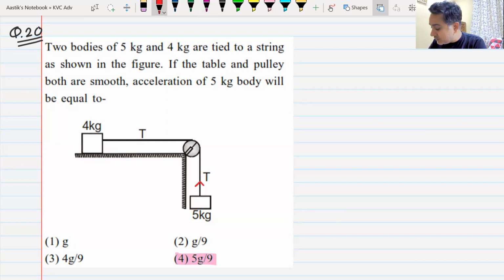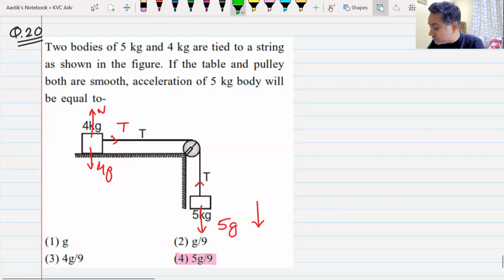Tension T, they have drawn it. The 5 kg block is 5 into g. Do we understand this? Yes, sir. This is T, already drawn here. This is M, 4g. This is the normal reaction. No one is going to ask you the normal reaction, so forget about this. The only way this system is going to move is downwards, with an acceleration a.